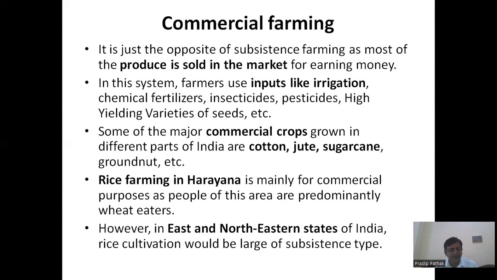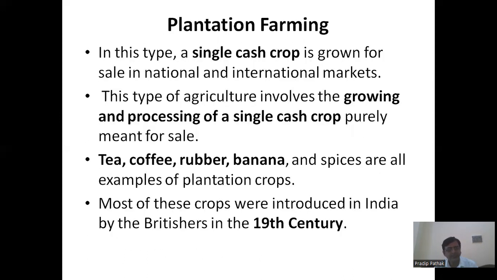An example also can be rice farming in Haryana, because these people are basically wheat eaters, and therefore rice farming in Haryana is mainly for commercial purposes. On the contrary, in the eastern and northeastern states of India, rice cultivation would be largely of the subsistence type, because those people consume rice only. Okay, we'll see the next one.